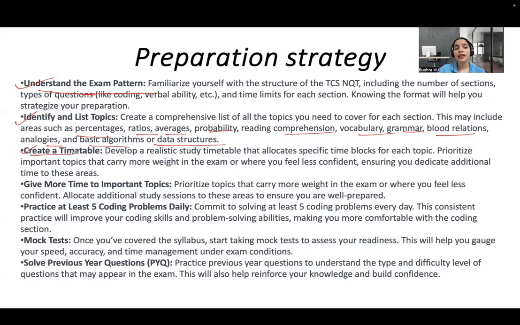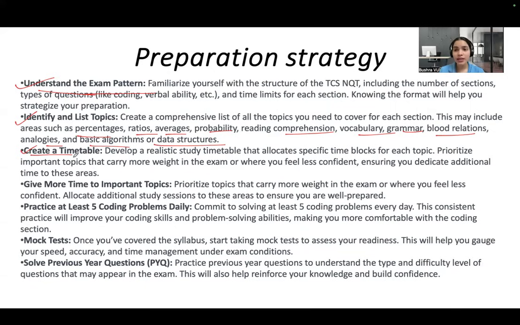Third step is to create a timetable. Now let's understand this. You are in college, you have to attend your college, you have to work on your projects, you have to work on your internship. There are so many things that you're working on, right? Even if you don't have an internship, there are so many other things that you have to manage all together, right? That's why it's very important to have a timetable.